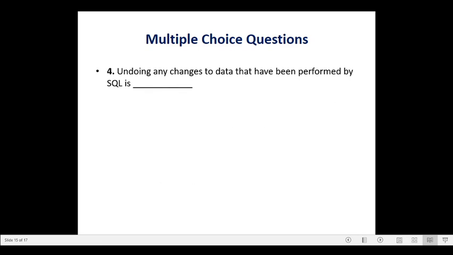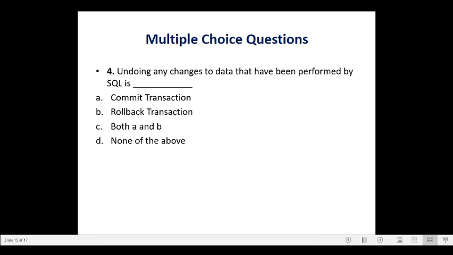The next question is, undoing any changes to the data that have been performed by SQL. We discussed whether it is doing or undoing. Let's see what options are available. Is it commit transaction, rollback transaction, both A and B, or none of the above? We know that commit transaction is making the changes and rollback transaction is undoing any changes. So the answer is rollback transaction.